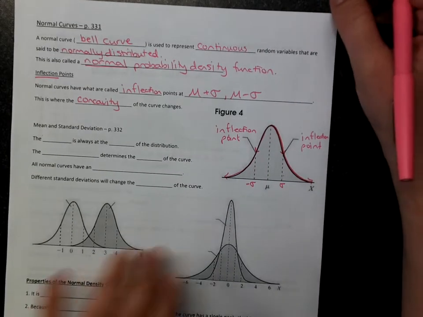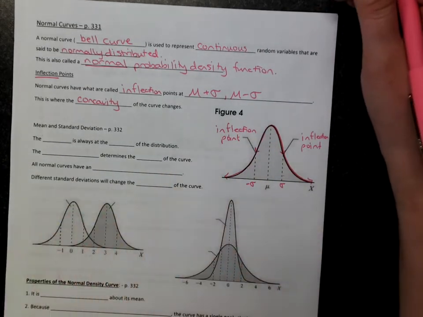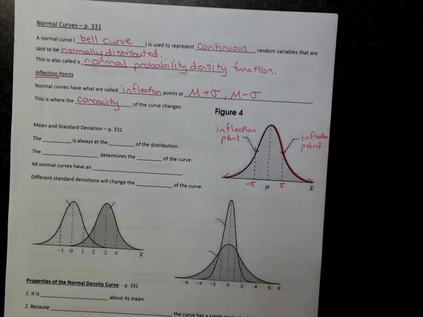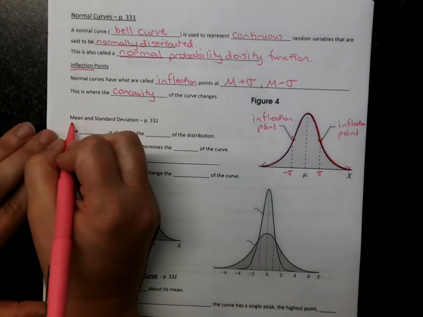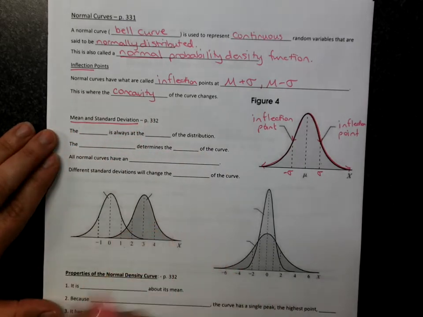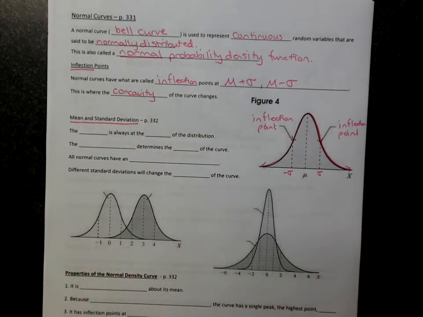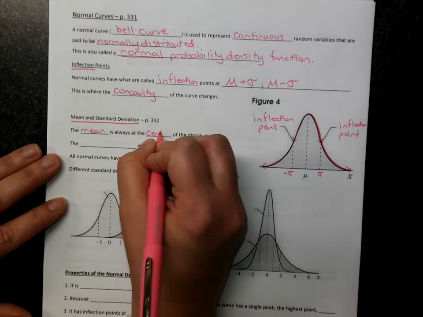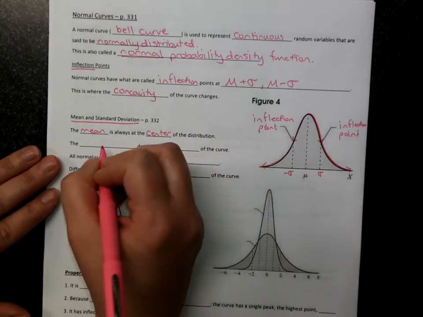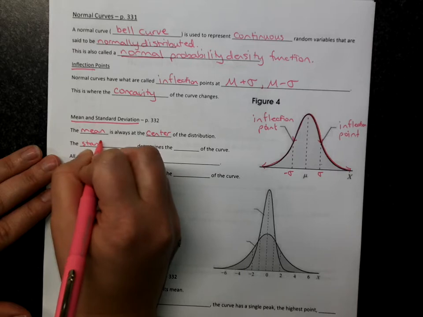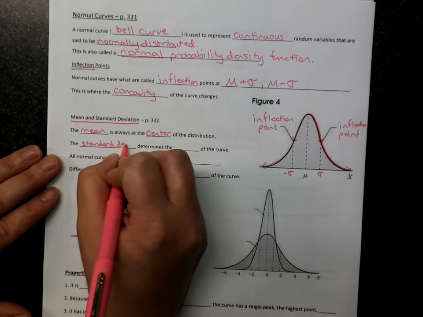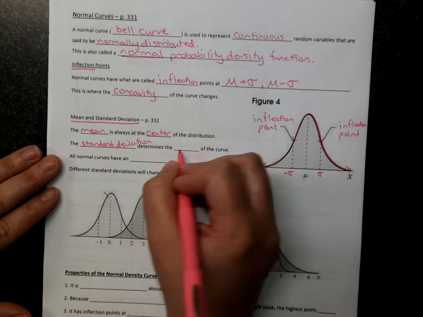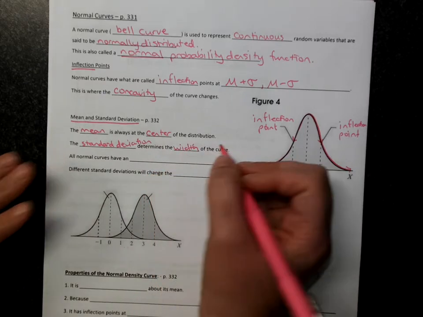Now when you draw a bell curve, it doesn't have to be this perfect. These are perfect little bell curves drawn with the computer. Our focus for statistics is more on the mean and standard deviation, which we've already seen back from chapter 3. So this should be mostly review for you. So the mean is always at the center of the distribution, and the standard deviation determines the width of the curve.